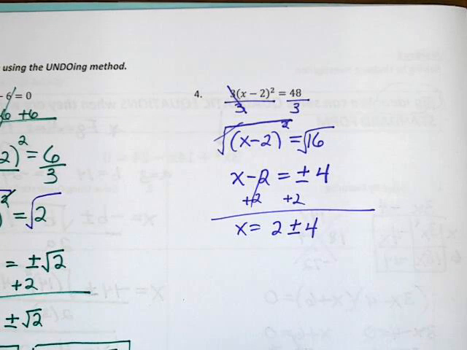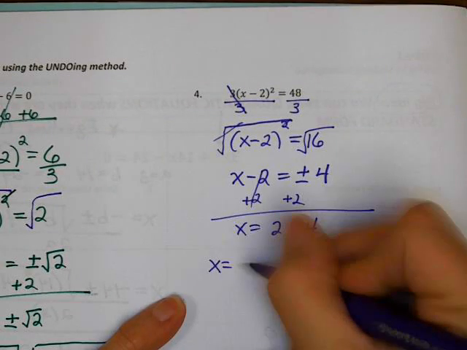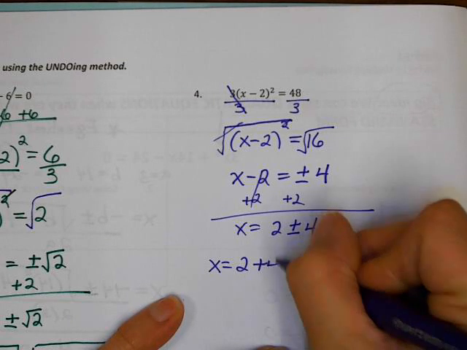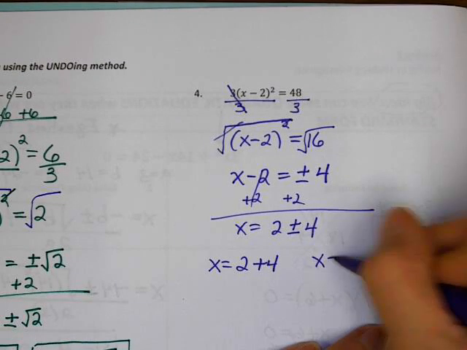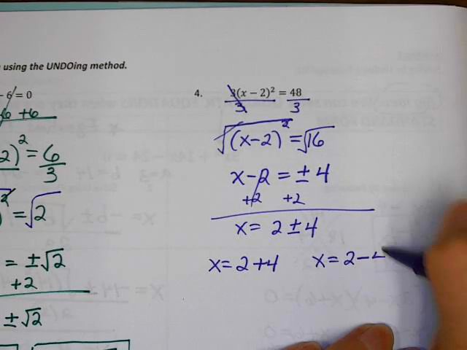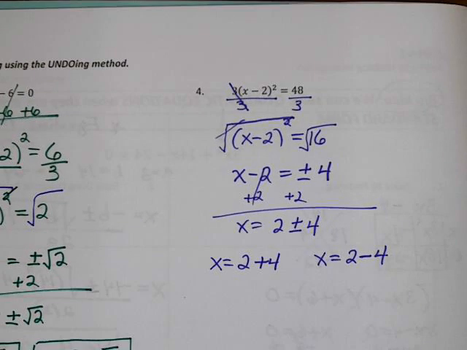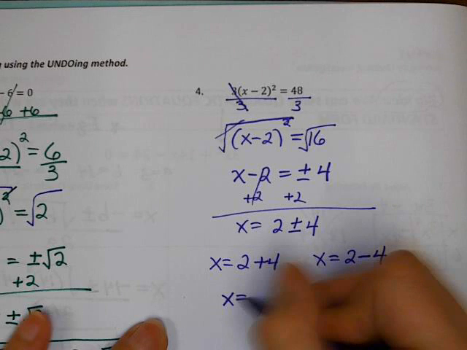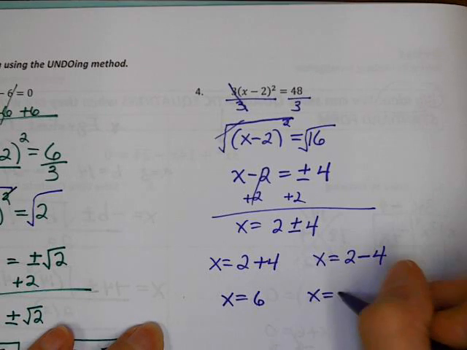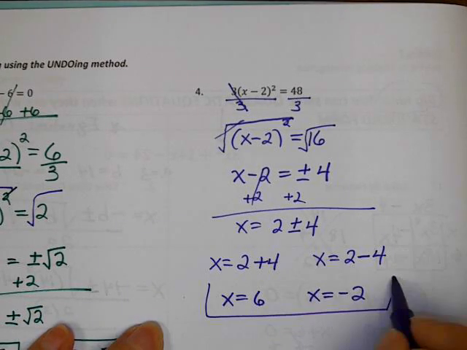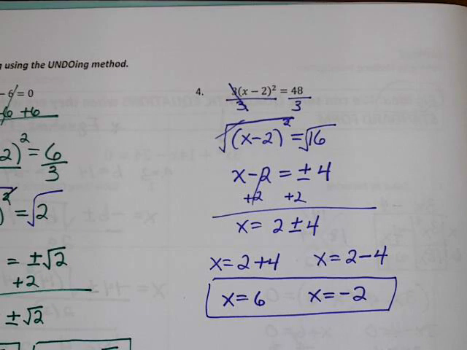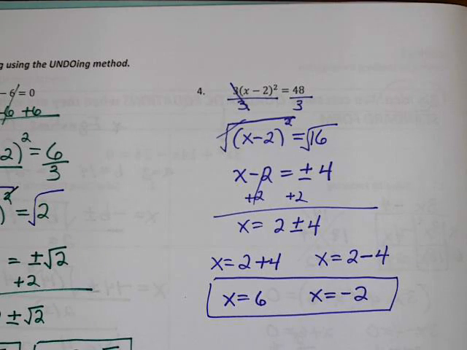Okay, so what are the two solutions? The first one is 2 plus 4, and the second one is 2 minus 4. So one's with the plus sign, one's with the minus sign. So our first solution is 6, and our second solution is negative 2. Okay, these are solutions.